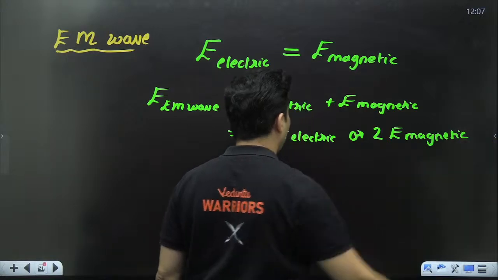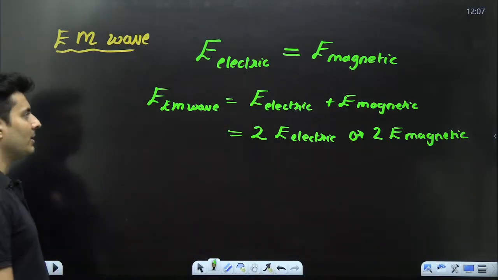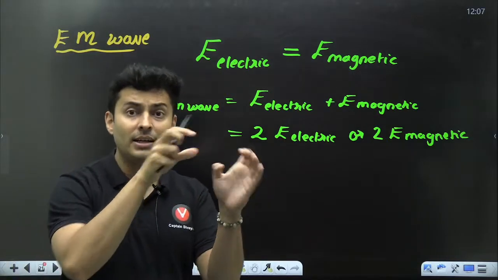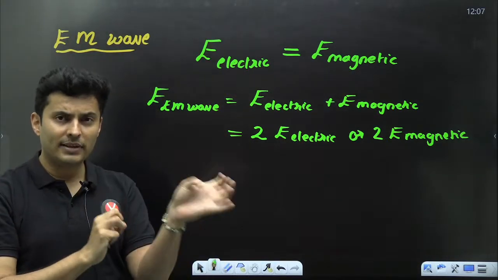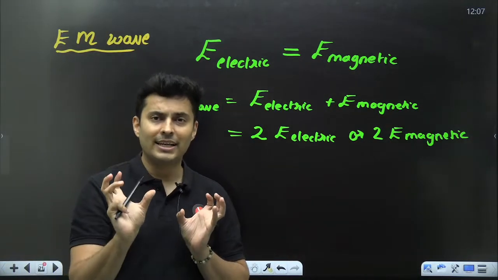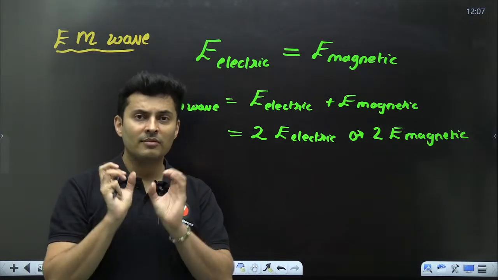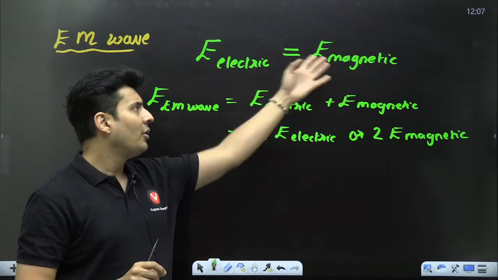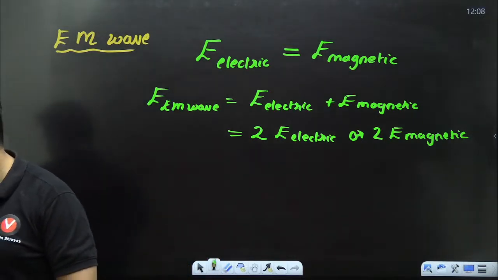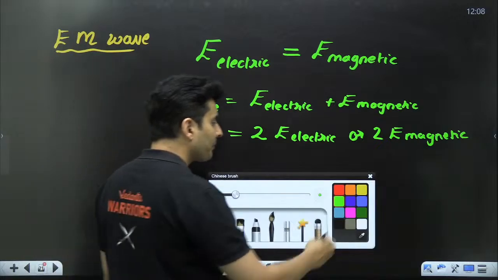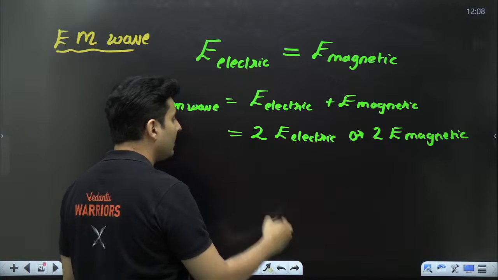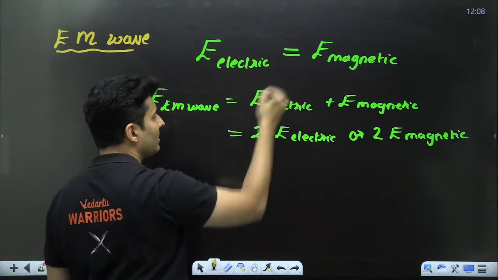These kinds of questions have also come in previous year papers. An electromagnetic wave has both electric field and magnetic field. The amount of energy in this and the amount of energy in that is equal. So the total energy, which is the sum of electric energy and magnetic energy, will be either 2 times the electric energy or 2 times the magnetic energy, one and the same thing. I hope this is clear. Now you can also write that the electrical energy density is equal to the magnetic energy density from this particular equation.